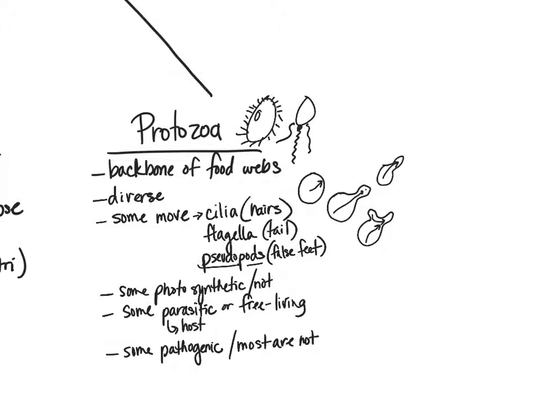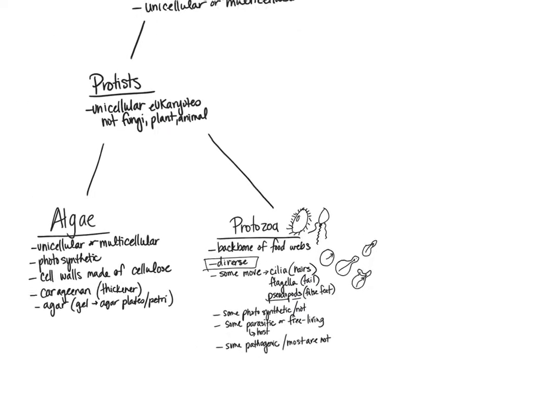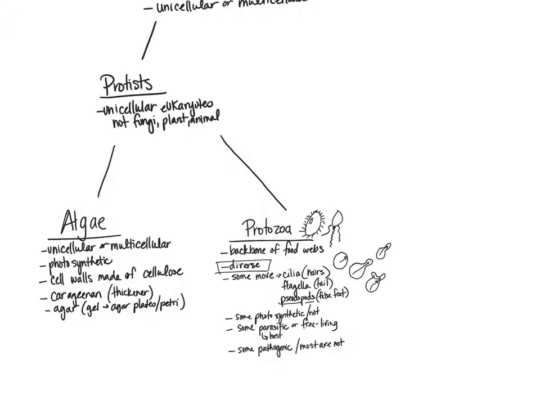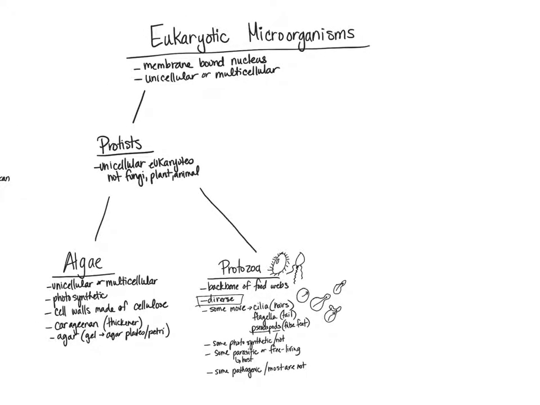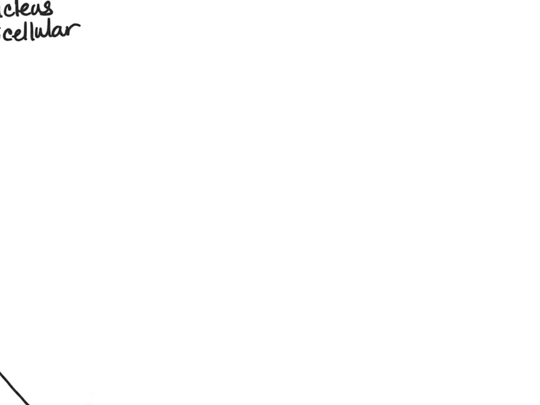So we have lots of different characteristics. Again, our protozoa are very, very diverse. We can see that some move, some don't, some are photosynthetic, some not, some are parasitic, some are not. But all of these are characteristics of protozoa, and furthermore, they're all characteristics of certain types of protists, which, remember, are a type of eukaryotic microorganism. Another type of eukaryotic microorganism that we're going to talk about are fungi.